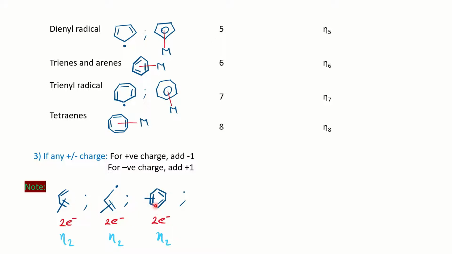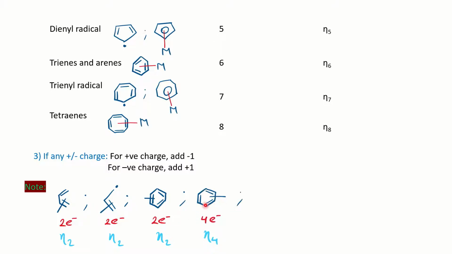You have arene systems where there are 6 pi electrons, but the metal is attached to only one double bond, not from the center. So the electron contribution is only 2 here, and the hapticity is eta 2. You have to be careful in seeing whether it is one double bond, 4 pi electrons, or all 6 electrons that are given to the metal.